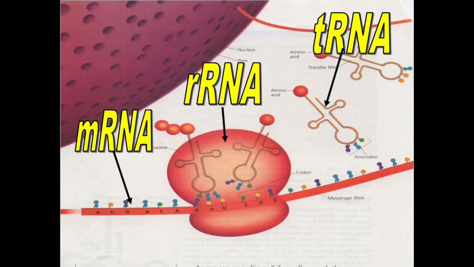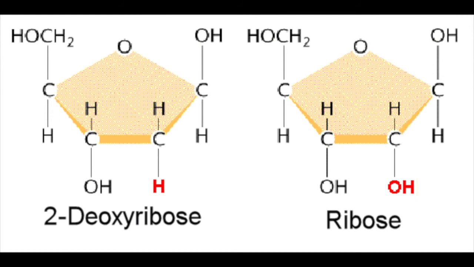Ribosomal RNA, or rRNA, links amino acids together to form proteins. Ribose is the sugar monomer in RNA, a distinct characteristic of RNA, and I hope that's helpful.